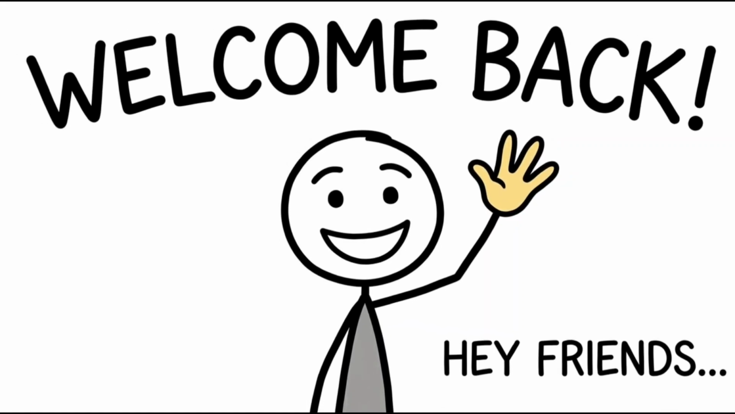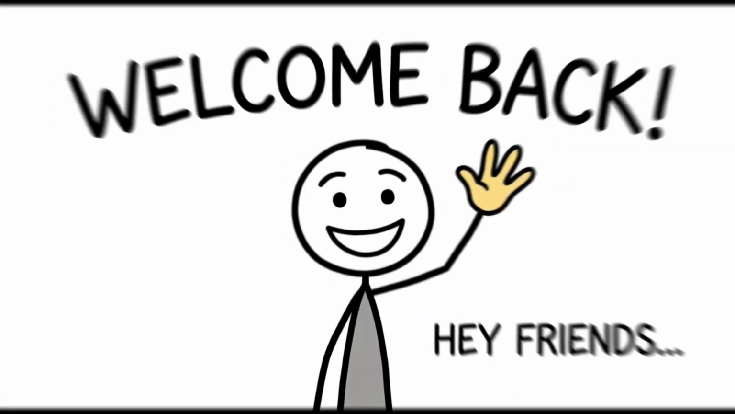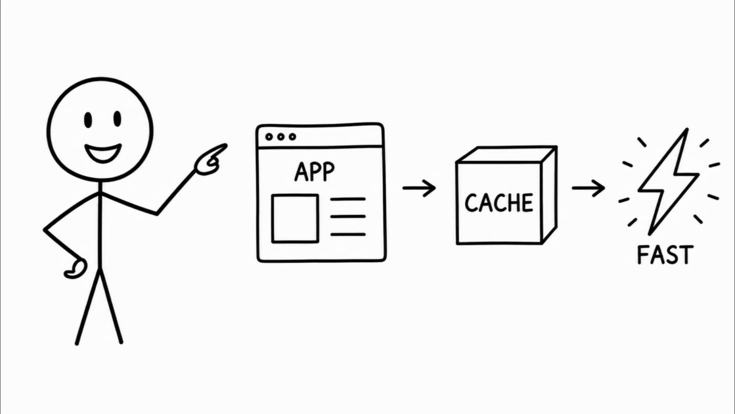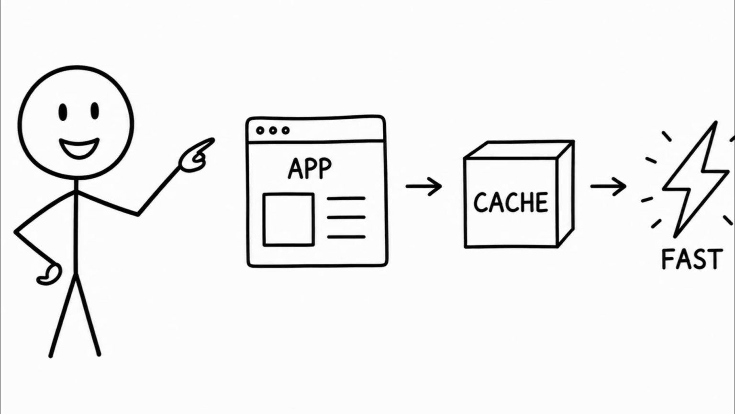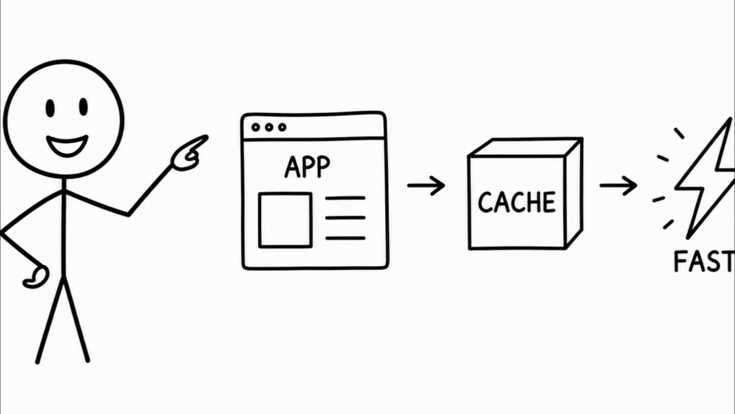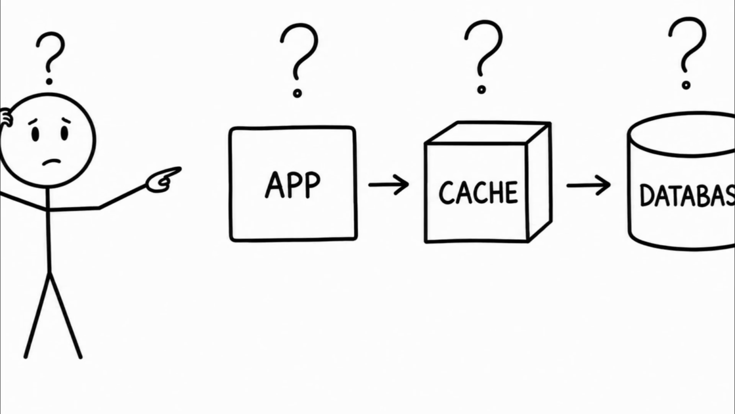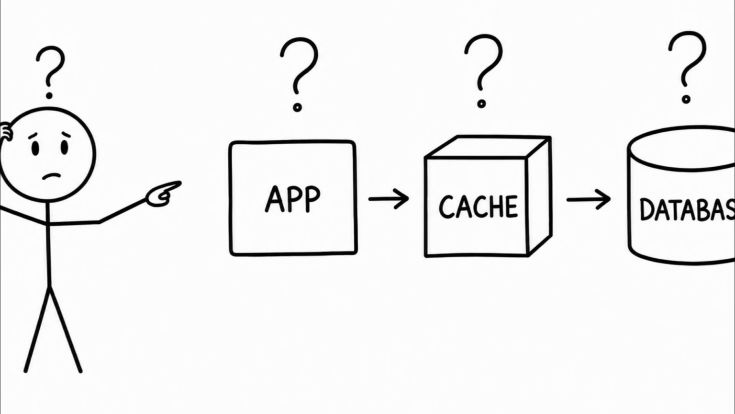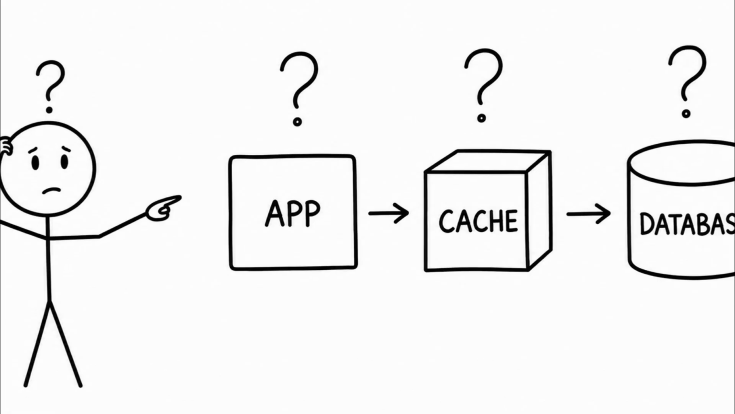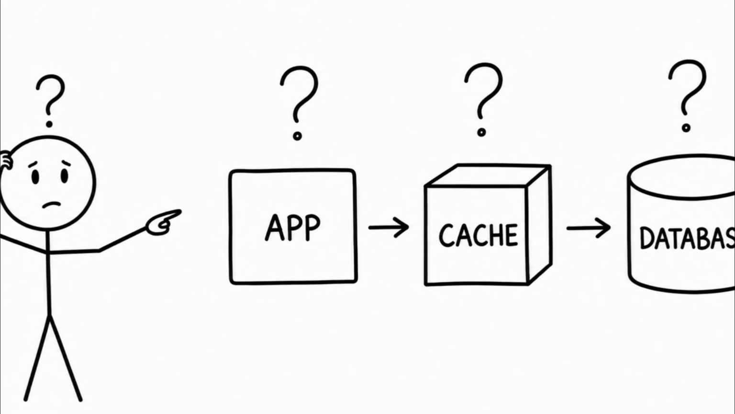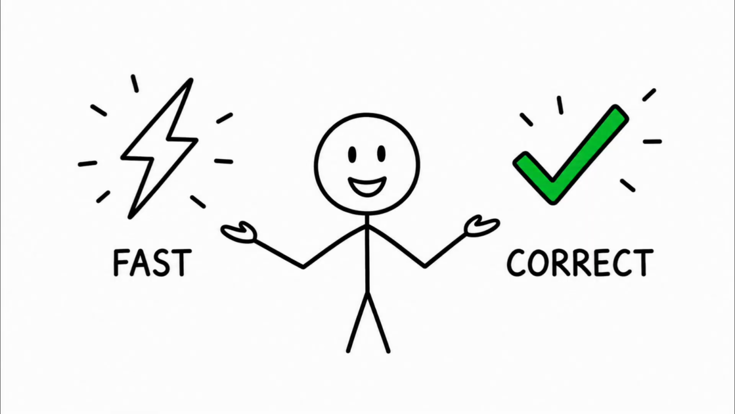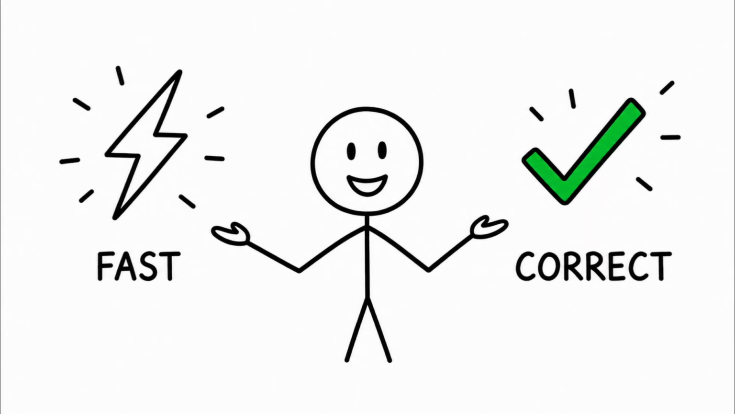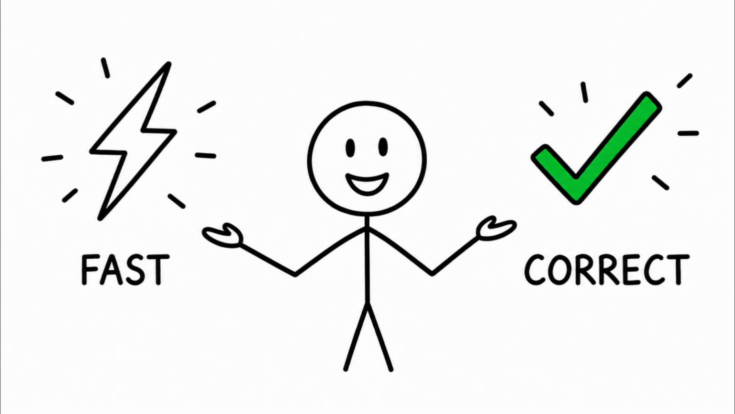Hey friends, welcome back. In the last video, we understood what caching is, why apps use it, and how it makes systems feel fast. But today we are solving the next important question. If cache stores data, then who puts the data there? And when data changes, how does cache stay correct? Because making systems fast is one thing, keeping them fast and correct is the real challenge.